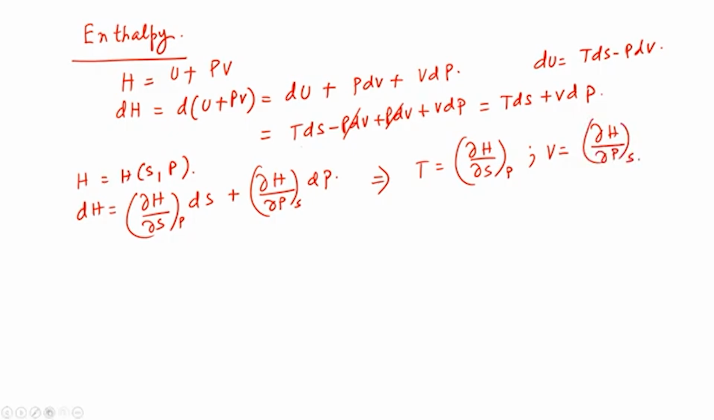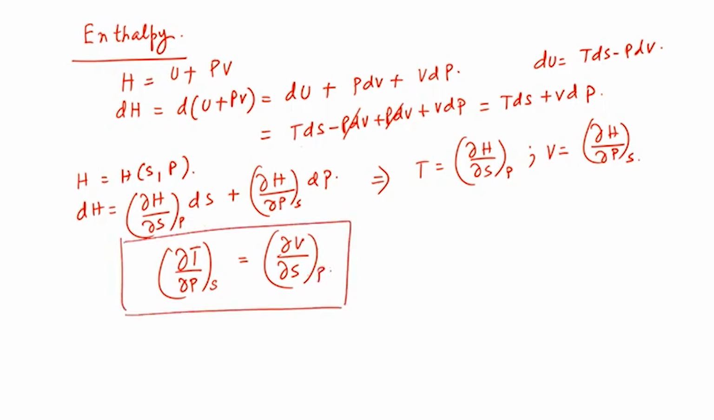Now what we can do is take a derivative of temperature with respect to pressure and another derivative of volume with respect to entropy, and we will get the equality sign. Exactly following the earlier method, we have del T del P at a given S is equal to del V del S at a given P. So, this is the third Maxwell's relation, which is obtained from the enthalpy, and finally, we use the Gibbs free energy for the next one.